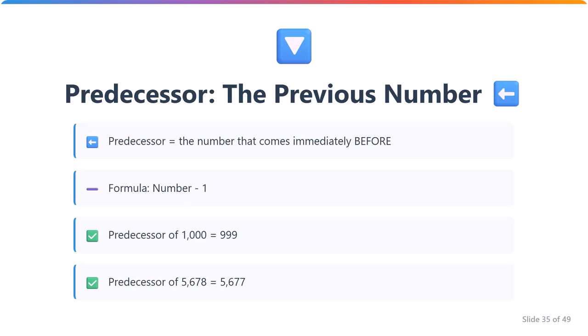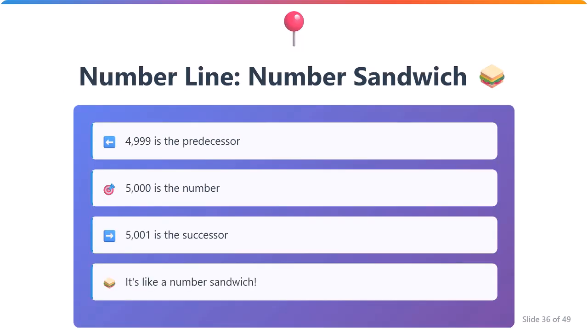Predecessor equals the number that comes immediately before. The formula is number minus 1. For example, the predecessor of 1,000 is 999, and the predecessor of 5,608 is 5,607. Look at this number line. 4,999 is the predecessor, 5,000 is the number, and 5,001 is the successor. It's like a number sandwich.